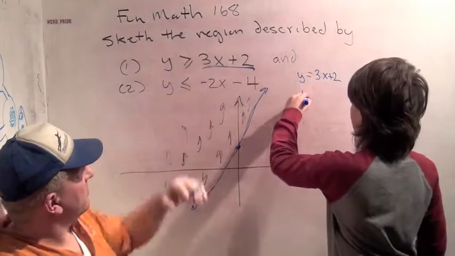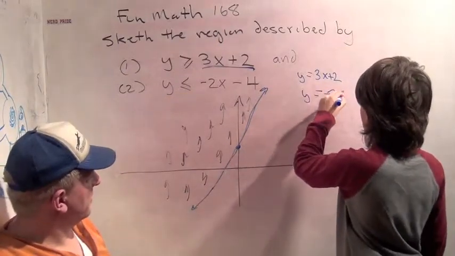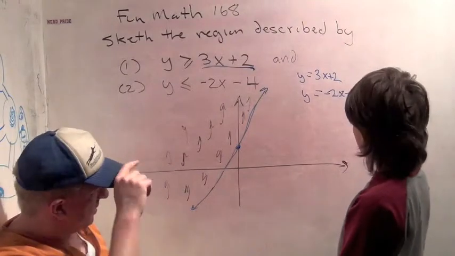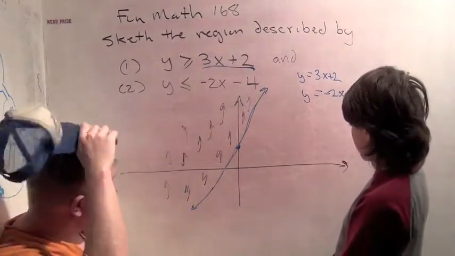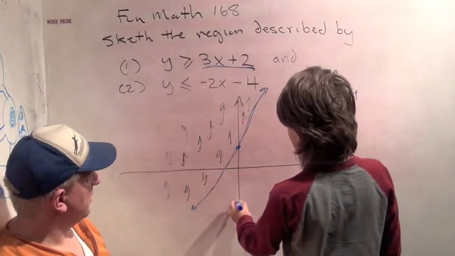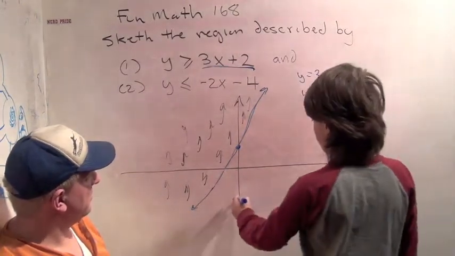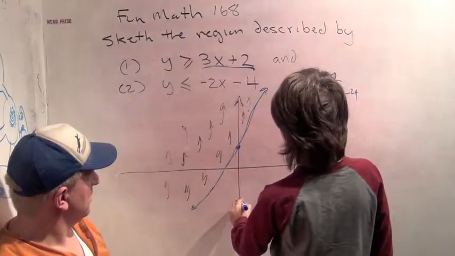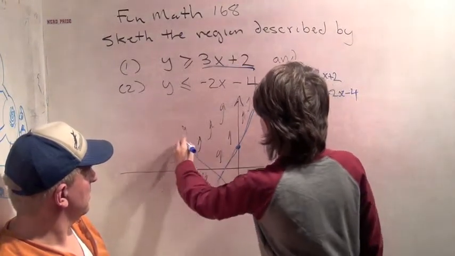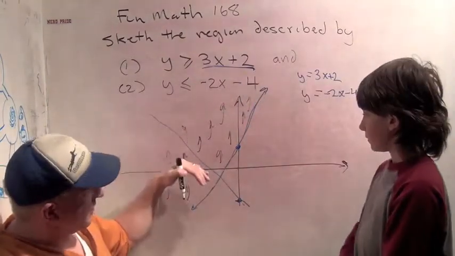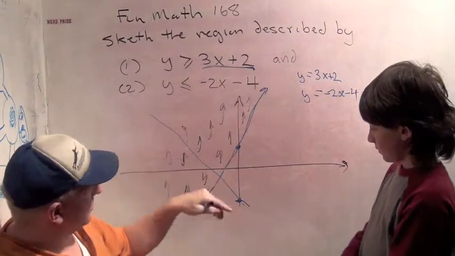Now let's look at the line y equals minus 2x minus 4. So the slope is minus 2 and the y-intercept is minus 4. Okay, so where's minus 4? About there. And what does the slope of minus 2 look like? It's going to be not as steep as the slope of 3, but it'll still be pretty steep. Okay, so it's going to go off this way. And now for this one, we'll shade this one in blue.